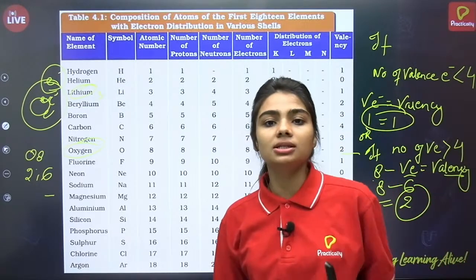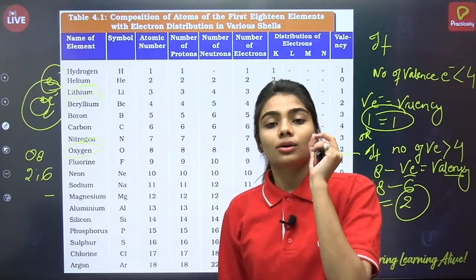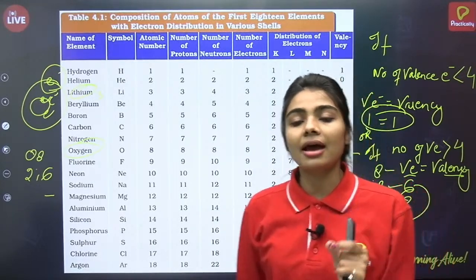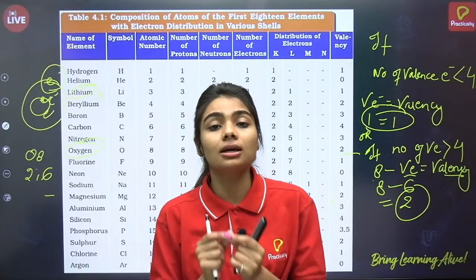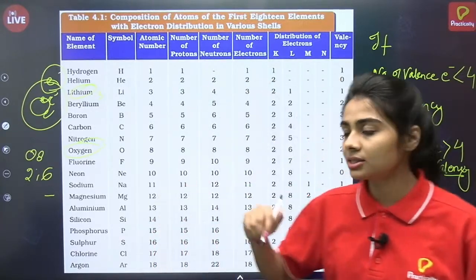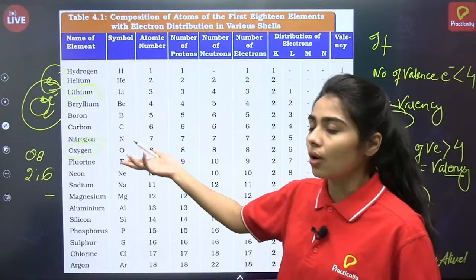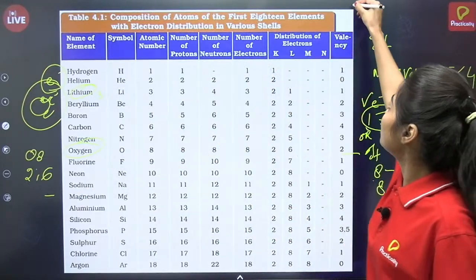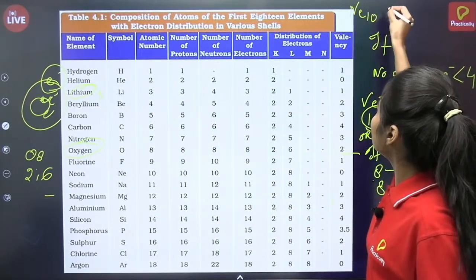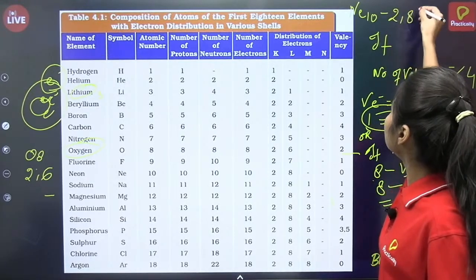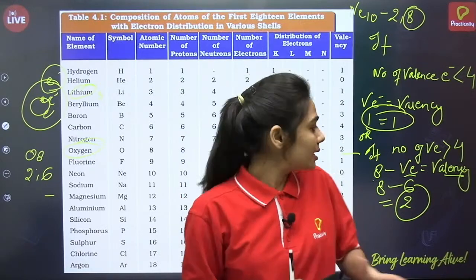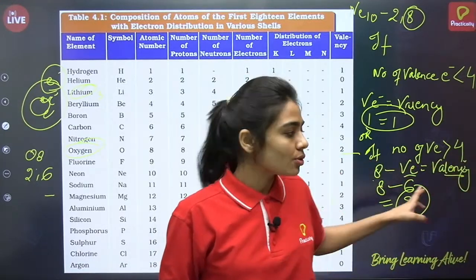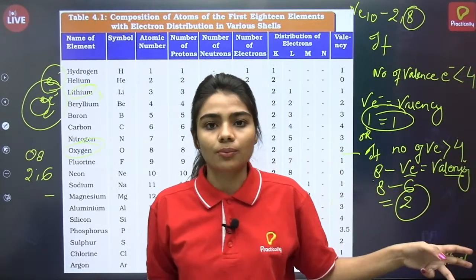And remember this thing, noble gases have valency 0. Why? Let's talk about neon. Neon has atomic number 10, that is 2, 8. Now the number of valence electrons is 8, which is more than 4. So 8 minus 8 gives you 0.